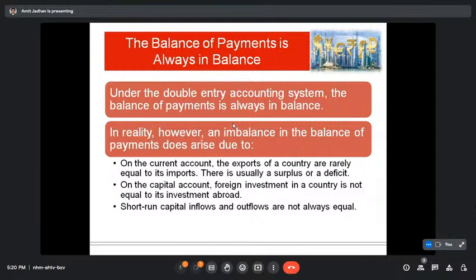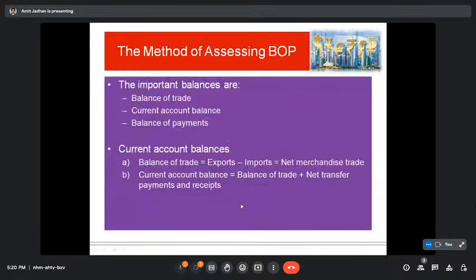In the long run, it may be equal, but in the short run, we can't say the capital inflow and outflow are equal. So the important balances used in assessing a BOP are: first, the balance of trade; next, the current account balance; and third, the balance of payment.